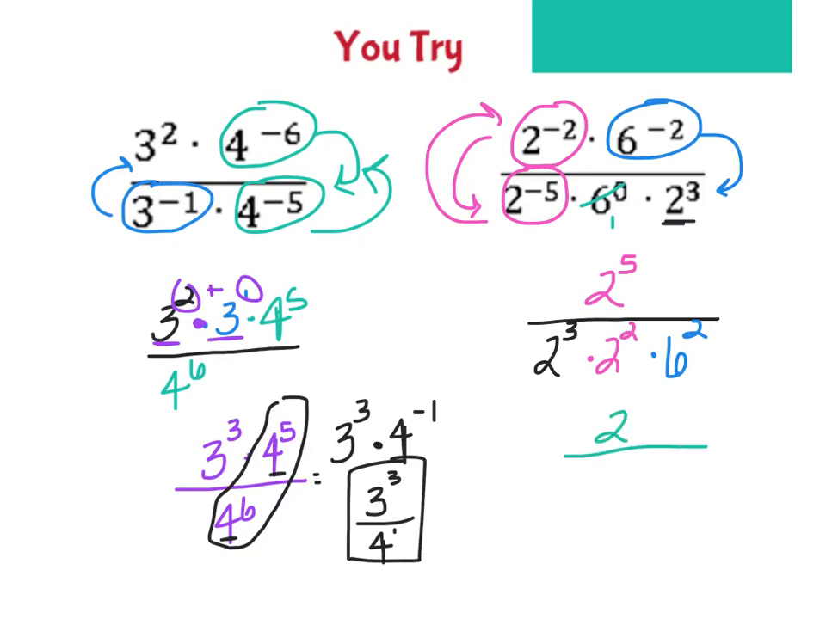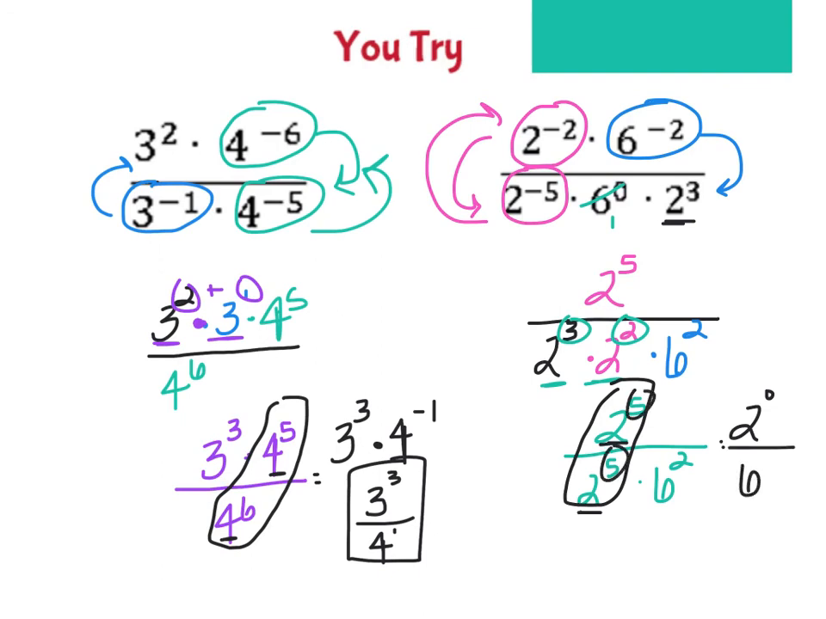Can't simplify anything in the numerator. I have same bases of 2. We're multiplying, so I add my exponents. 3 plus 2 is 5 times 6 to the second power. I have like bases of 2. I'm dividing. So I subtract. I get 2 to the 0 power, 5 minus 5, subtract my exponents, 6 to the second power.